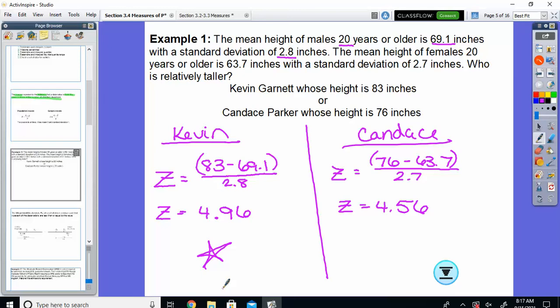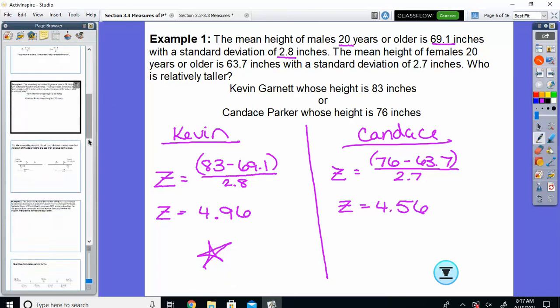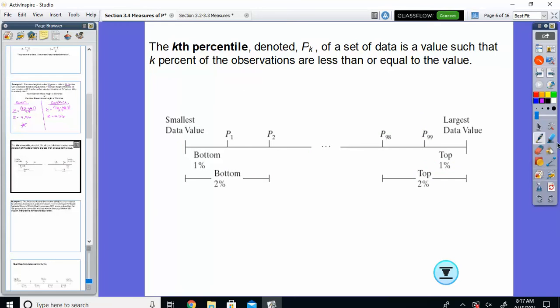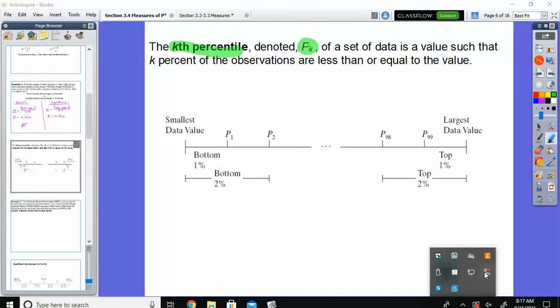The second thing that we need to talk about today is percentiles. So if I ask you for a kth percentile, you'll see a P for a percentile and a subscript telling you which one. And it's a value so that k% of the observations are less than or equal to it. So if I said the 50th percentile, basically that's a number so that half of your data is below that.